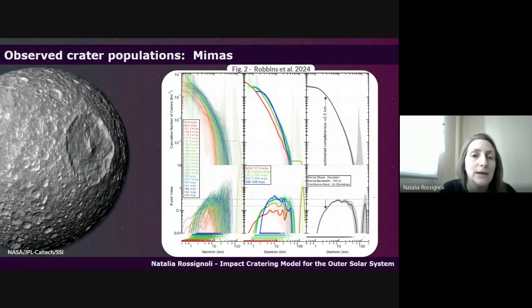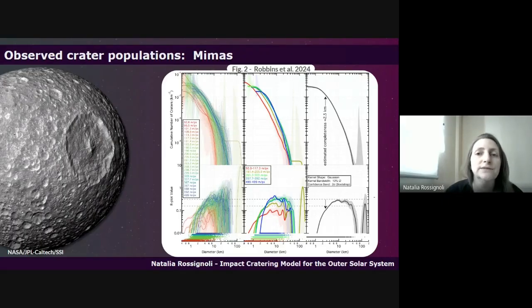So the observed crater populations are a very important part of our work because we need to compare our modeled crater distributions to the observed crater distributions. And luckily for us, most of these satellites are full of craters. So as we can see here, we have Mimas, which I'm going to present later in the talk, which is a mid-sized satellite of Saturn.